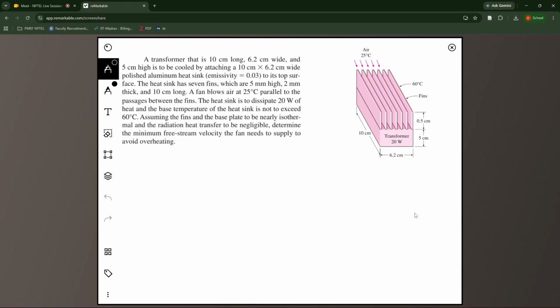So how would we approach this problem? We discussed this already last time. The basic idea is the net heat transfer balance should be achieved. So we have Q given by the heat transfer coefficient times the total surface area times the delta T between the surface and the fluid. In this particular case, the surface temperature is given as 60 Celsius and the fluid temperature is given as 25 Celsius.